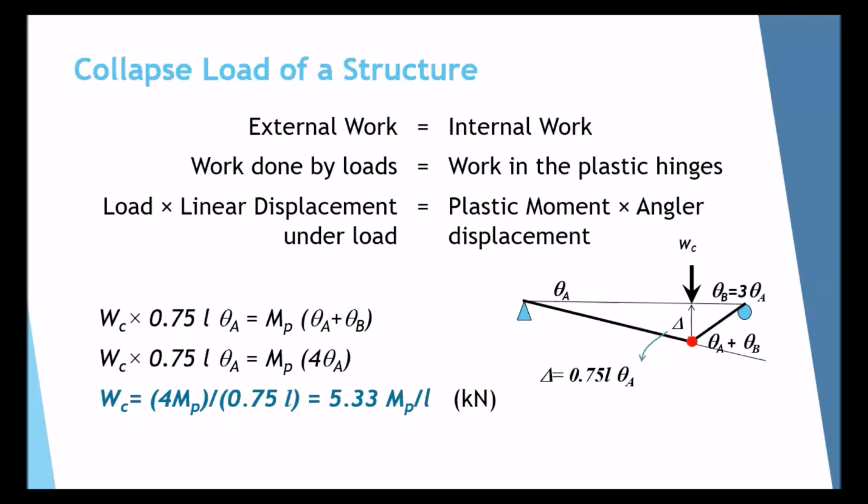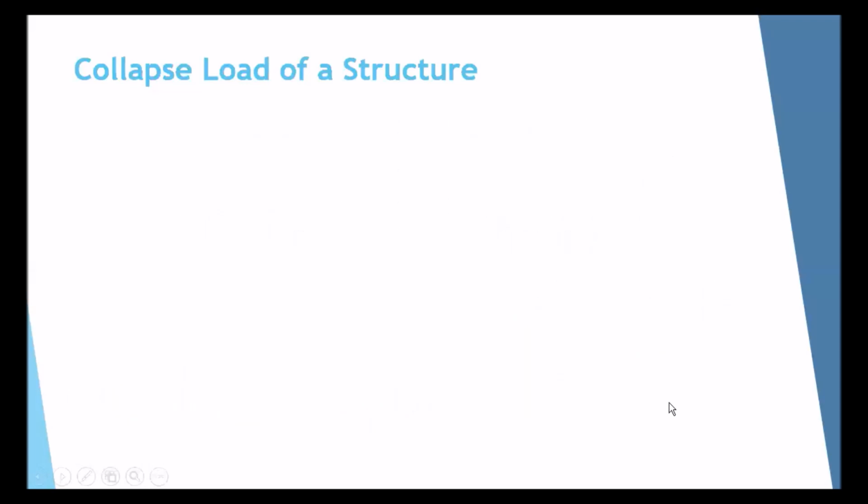Usually it is kilonewton. And here we have only one collapse mechanism, so we have only one collapse load. If you have only one collapse mechanism, like in this case, indeterminate structures, you will have only one collapse load, and it will govern our design.